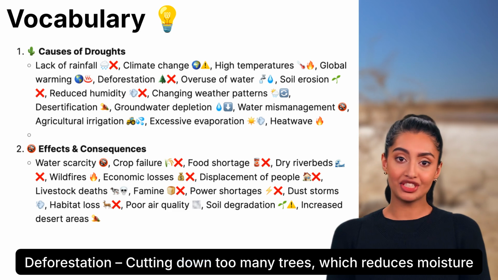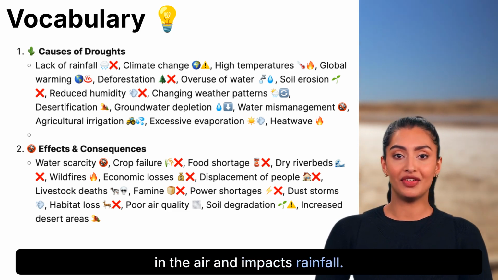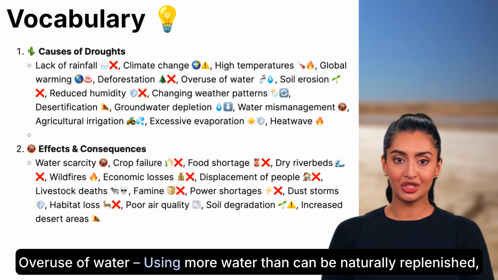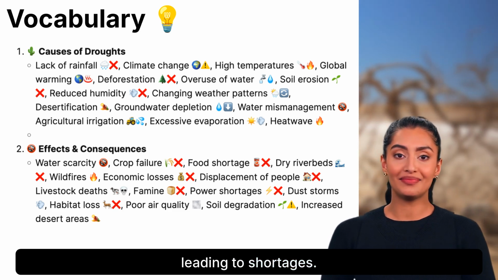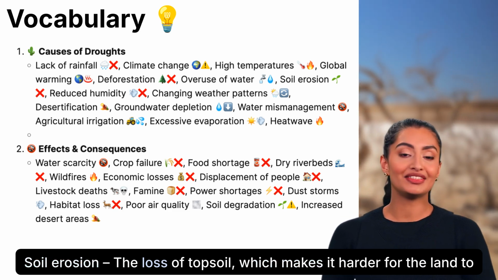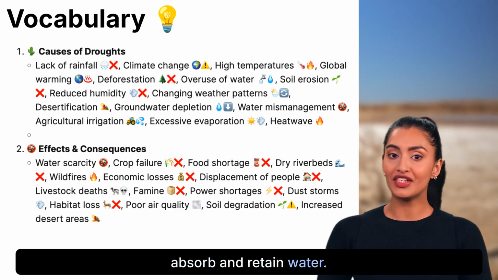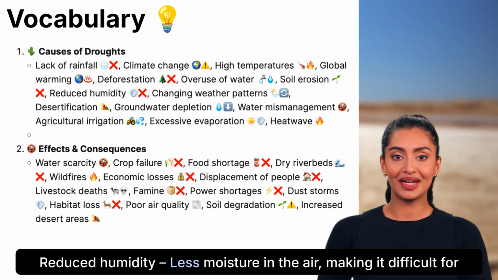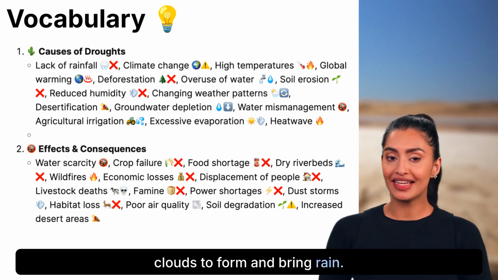Deforestation, cutting down too many trees, which reduces moisture in the air and impacts rainfall. Overuse of water, using more water than can be naturally replenished, leading to shortages. Soil erosion, the loss of topsoil, which makes it harder for the land to absorb and retain water. Reduced humidity, less moisture in the air, making it difficult for clouds to form and bring rain.